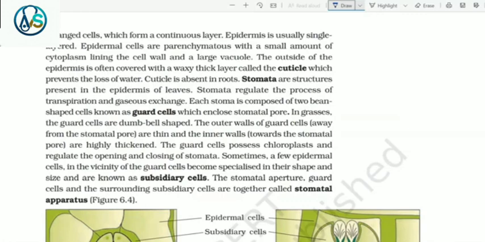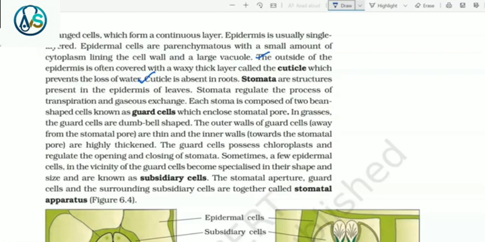Epidermis is usually single-layered. Epidermal cells are parenchymatous with a small amount of cytoplasm lining the cell wall and a large vacuole. The outside of the epidermis is often covered with a waxy thick layer called the cuticle, which prevents the loss of water. Cuticle is absent in roots. Stomata are structures present in the epidermis of leaves.